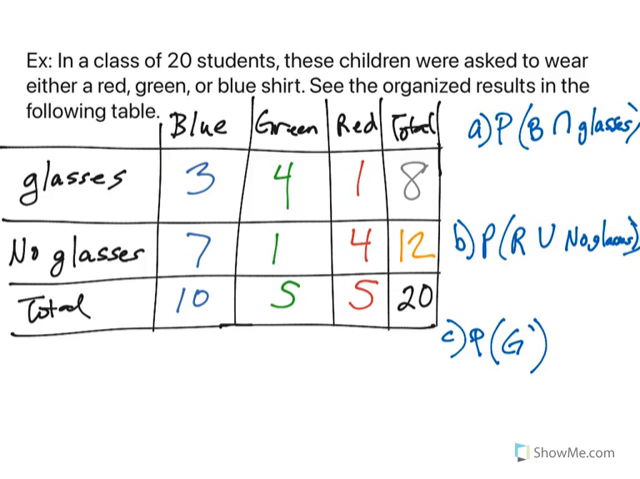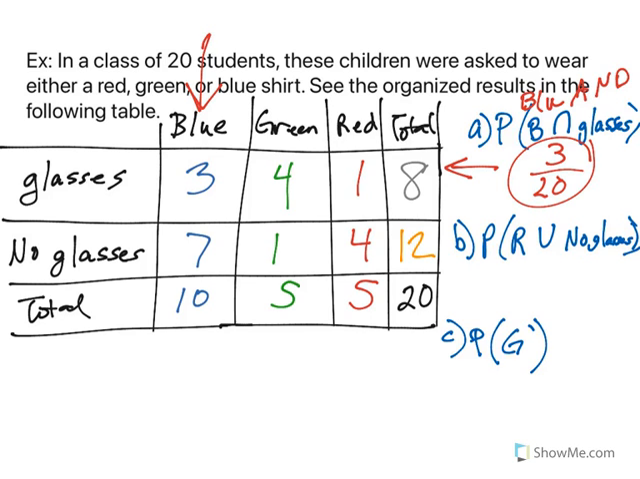In letter A, we want the probability of B, that's blue, and glasses. So this is blue and wearing glasses. Well, if we look, okay, so glasses is this top line, and blue is the first column. So how many students are wearing a blue shirt and glasses? Just 3. Okay, so 3 is my desired, and we know we have 20 students. So our probability is 3 out of 20.